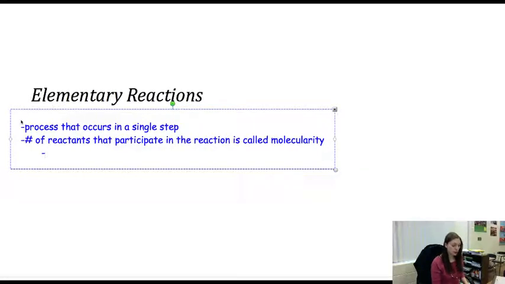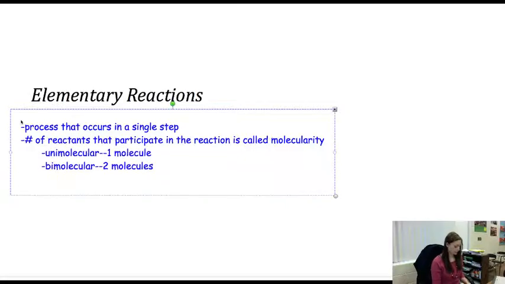If you have one molecule, that's called unimolecular. If you have two molecules, that's called bimolecular. And if you have three molecules, which is very rare, that is termolecular, because that means that I have to have three molecules that need to orient and collide all at once, all at the same time, with all the right energy to get the reaction to occur. So that's why things are usually unimolecular or bimolecular.